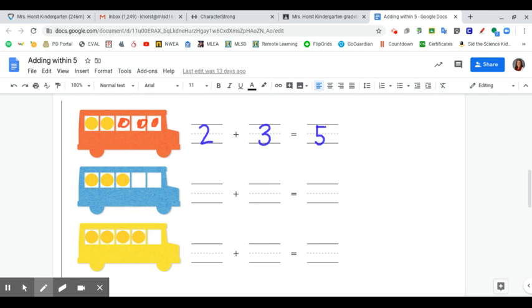So, boys and girls, for the blue school bus, there are 3 girls on the bus and 2 boys on the bus. How many children are on the bus all together? And for the yellow school bus, there are 4 girls on the school bus and 1 boy on the school bus. How many children are on the bus all together? Show in your 5 frame and on your whiteboard.